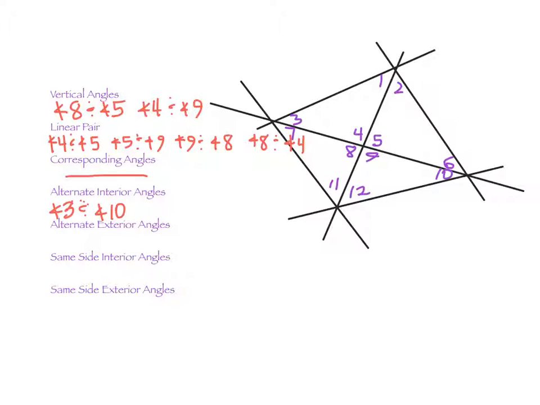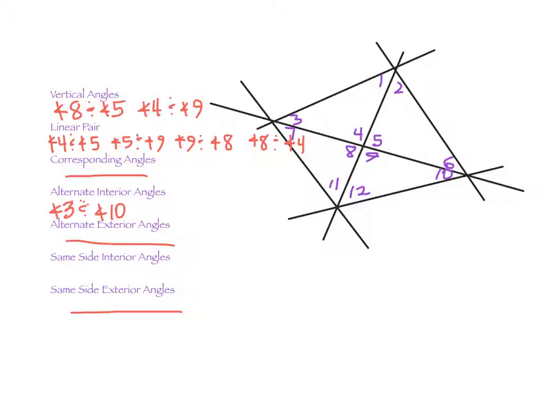I'm sure you can find some more. If I make my Z backwards like this, 2 and 11 would be in the armpits of this Z. So 2 and 11 would also be alternate exterior. We've already talked about there not being any exterior angles out here on the exterior, so there are no alternate exterior or same side interior or same side exterior.